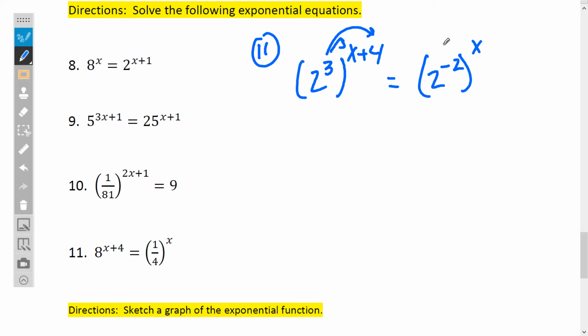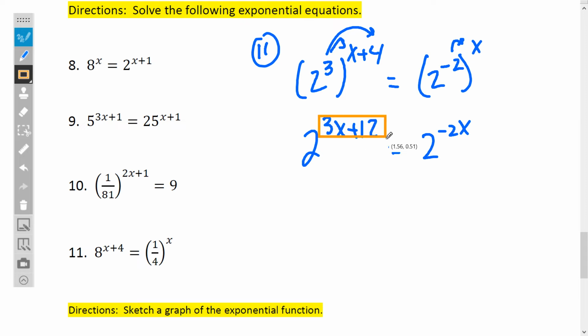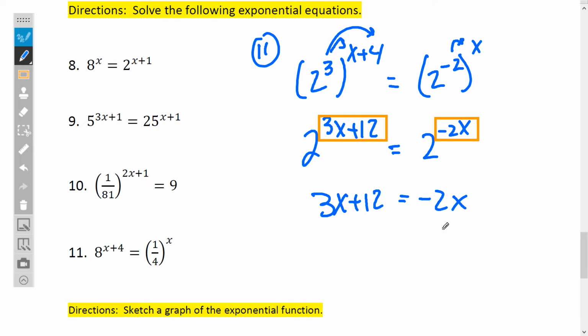All right, now we have to multiply these exponents. So we get 2 to the 3x plus 12 equals 2 to the negative 2x. Now that the bases are the same, we can set our exponents equal to each other. So 3x plus 12 equals negative 2x.